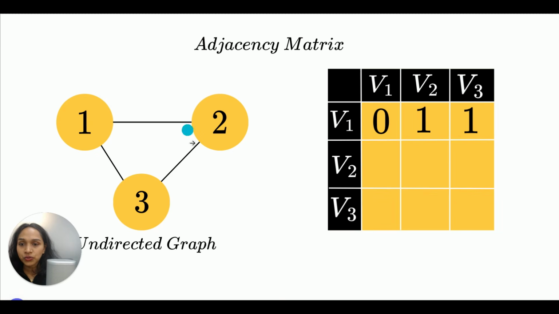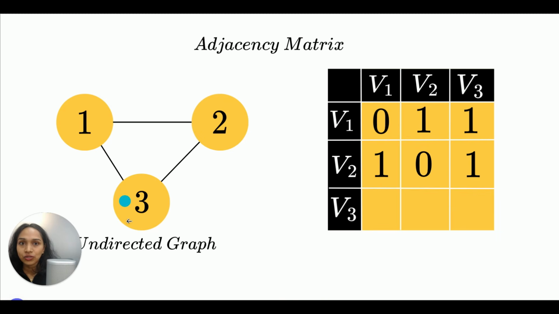Now consider node 2. There is an edge between node 2 and 1, so between 2 and 1 we have a 1 here. There is no edge between 2 and 2, so between 2 and 2 we have a 0. And there is an edge between 2 and 3, so between 2 and 3 again we have a 1.